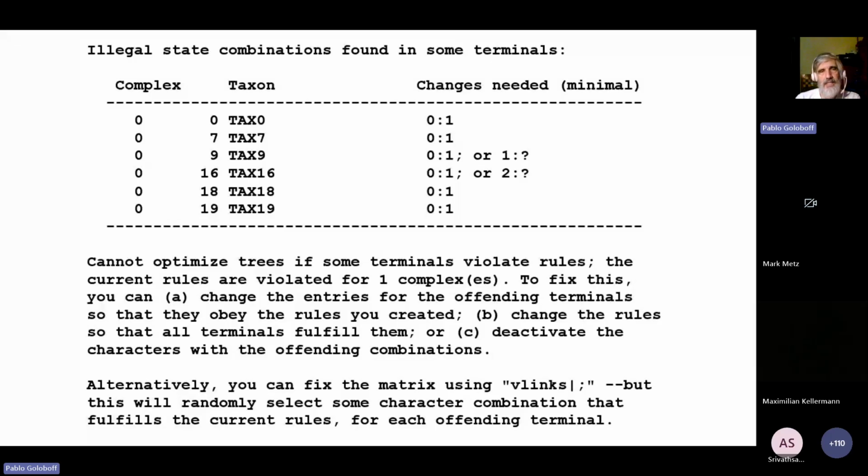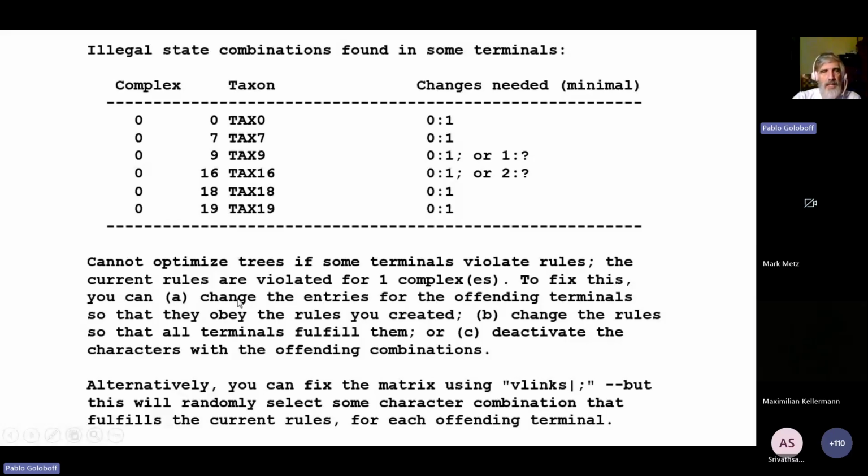So this is the kind of message you get. You are going to be told that there are illegal state combinations found in some terminals, and for example, in complex 0, for taxon 0, you need to change 0 into a 1. Depending on what the character states are, you may need, because suppose you have scored color and section, what was the other one? The cover, the hairs or the scales, as something. Then you can either change those 3 into a missing entry or just the tail to be present, and that's a minimal change in this case.